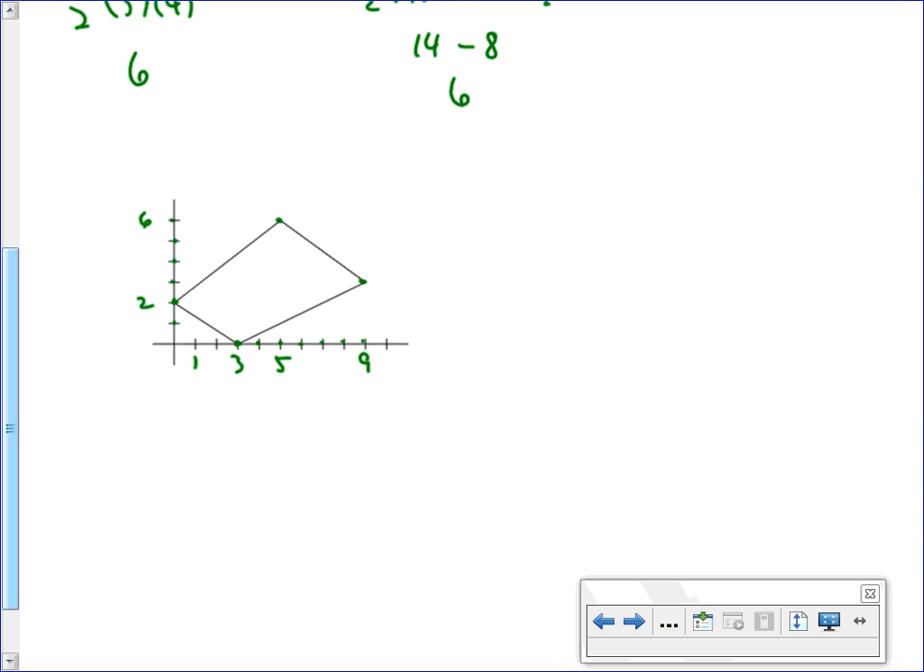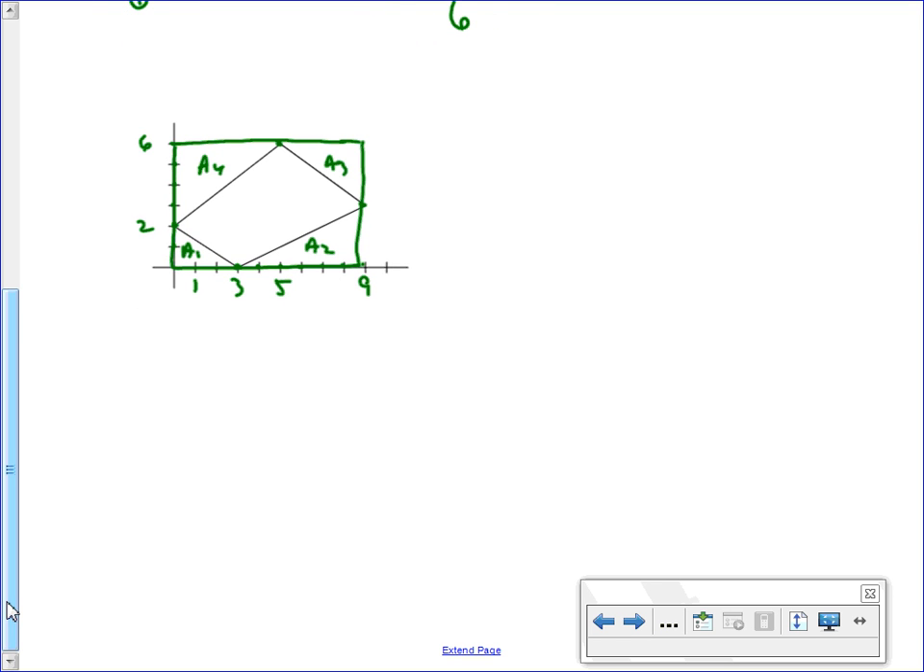Okay? So what I'm going to do first is I'm going to draw an imaginary rectangle around this shape. Imaginary rectangle. And I'm going to see that I have 4 right triangles. I've created 4 right triangles in the corner. 1, 2, 3, 4. And what you can do to find this area using only right triangles is to find the area of the rectangle and then subtract from it area 1, area 2, area 3, and area 4. And those areas tend to be easier to find because they are right triangles.